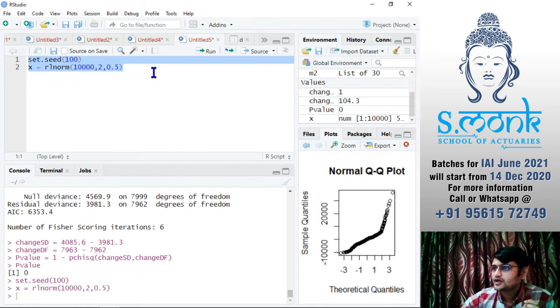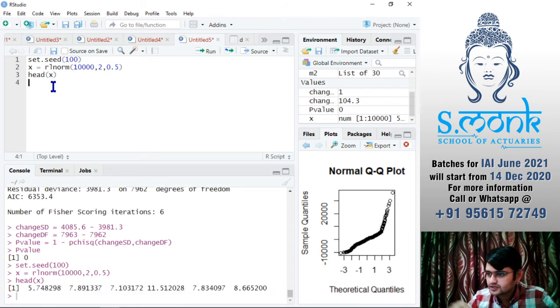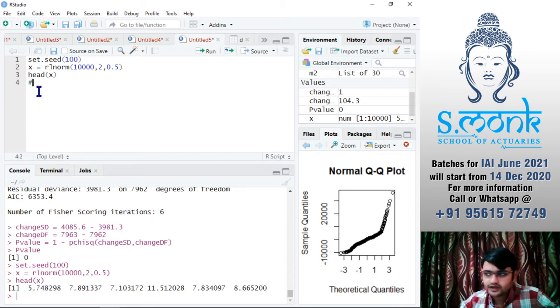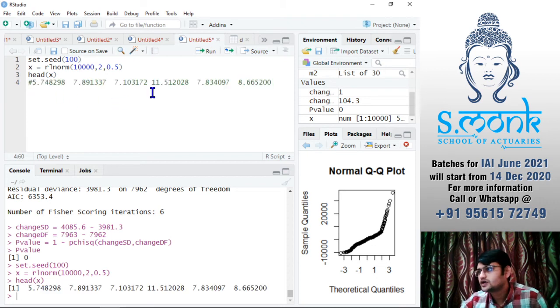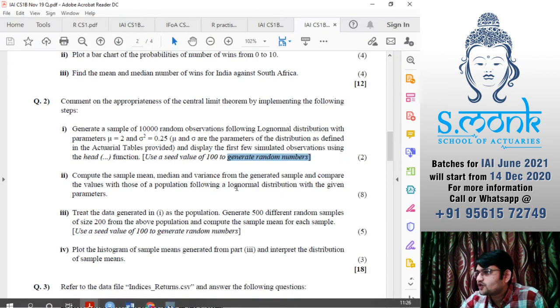Control enter. They said to give the first few values by using the head function. So I'll say head of x. So these are the few values. Just copy that, hashtag, first few values. So they always guide you towards what you want to find.